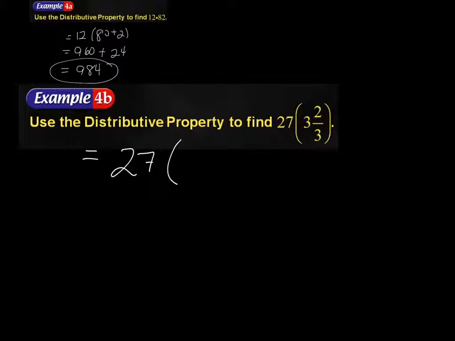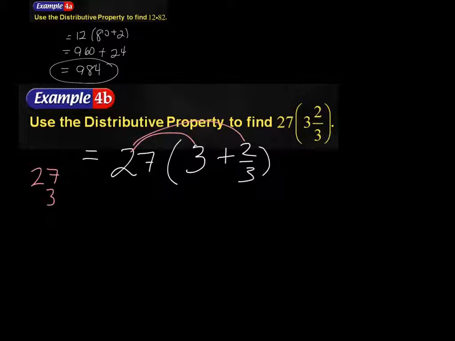Okay, again, we're following directions. We're using the distributive property, so we're going to break up 3 2/3 into 3 plus 2/3. Yes, we have another algorithm to multiply a whole number by a mixed number, but we're practicing using the distributive property today. So 3 times 27, that's kind of big.